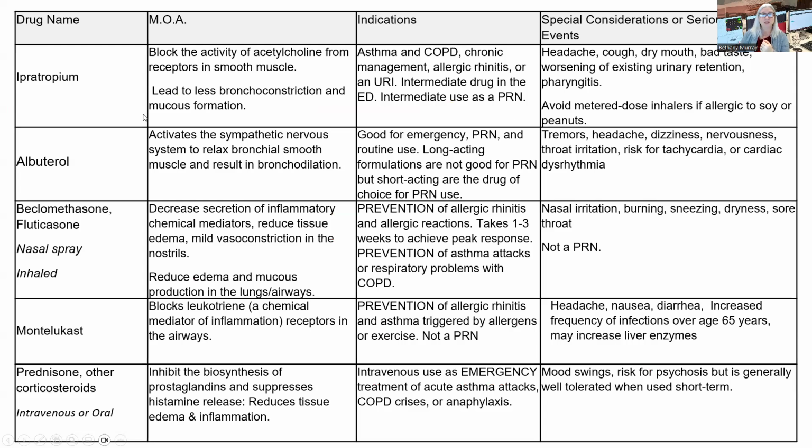Okay, so here were your drug tables for respiratory, lower respiratory disease. We have ipratropium, which is an anticholinergic. We have albuterol, which is a sympathetic nervous system bronchodilator. We have the nasal spray, beclomethasone and fluticasone, or the inhaled spray. They're both steroids. We have montelukast, which blocks leukotriene and is taken daily as a prevention for allergy-induced asthma attacks. And then we have any of the intravenous or oral steroids, which will help significantly suppress histamine release, reduce tissue inflammation and edema, and can be used in emergency treatments.